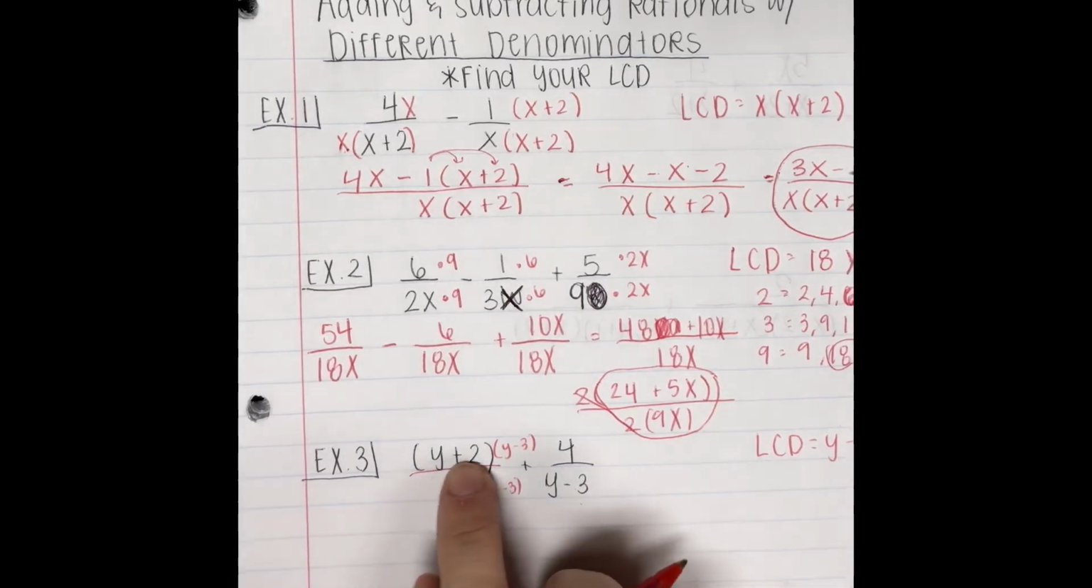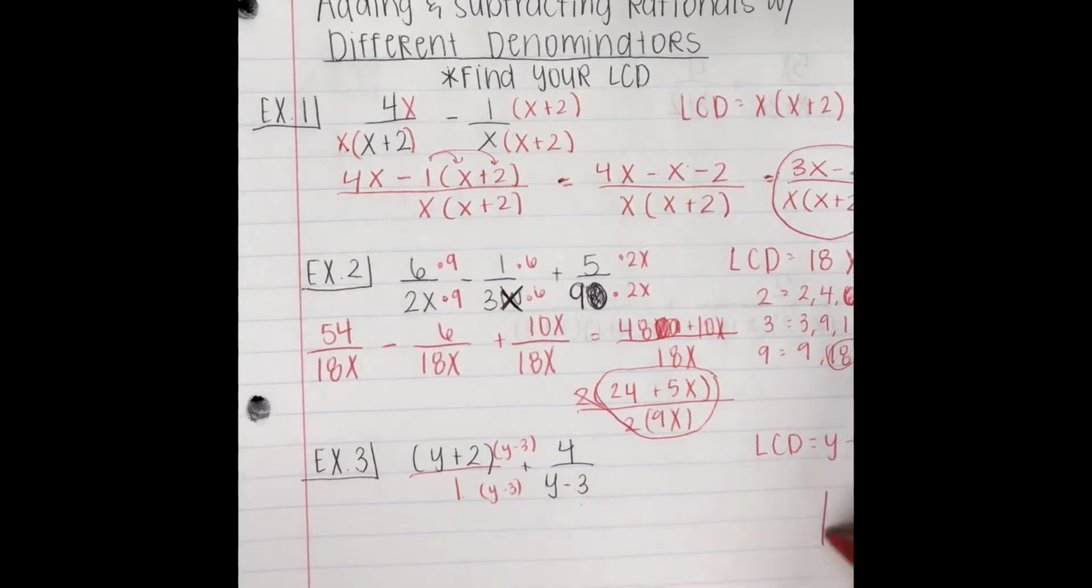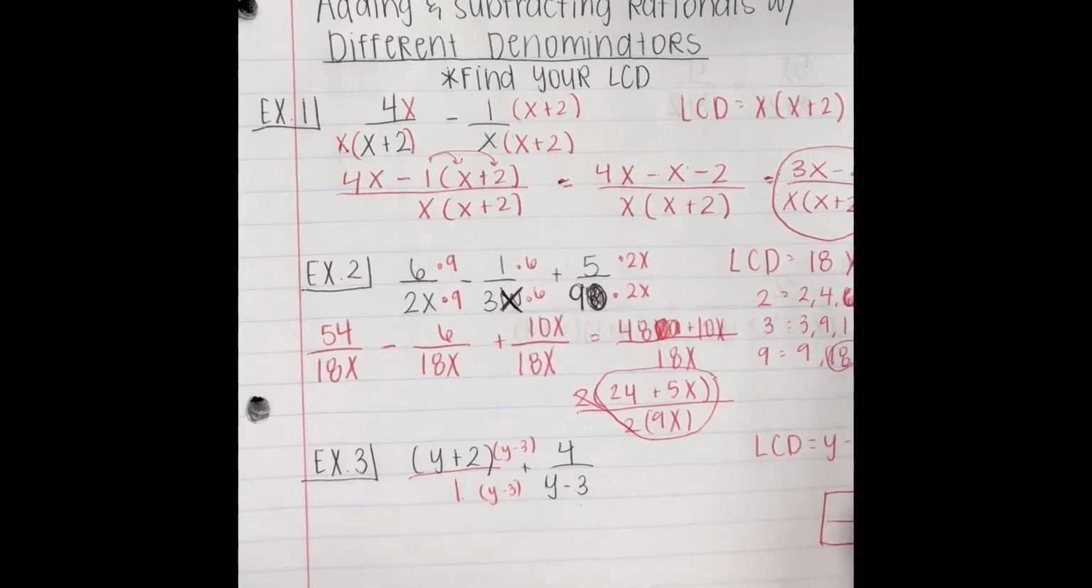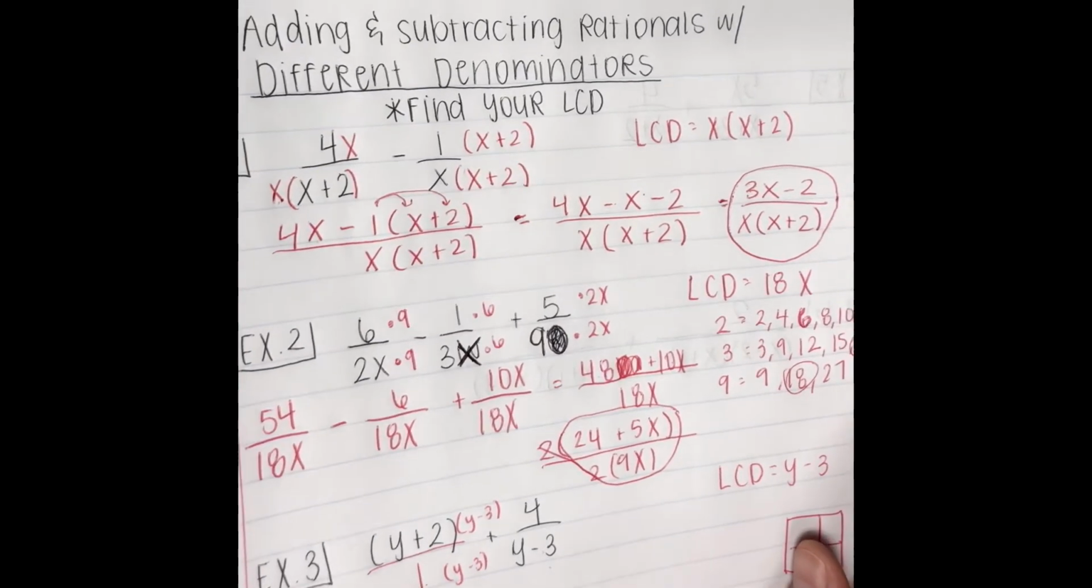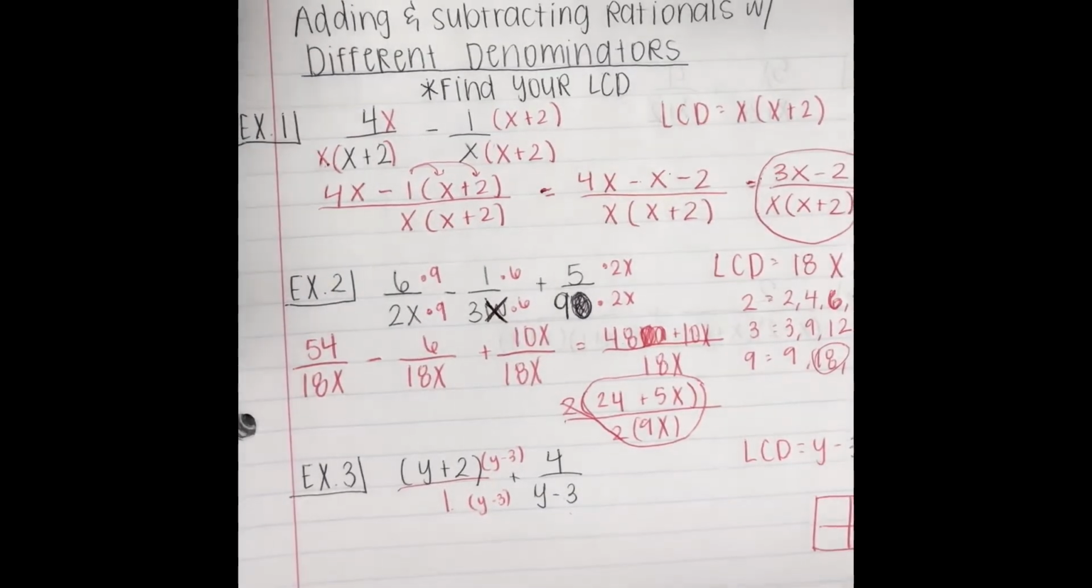So up top we have y plus 2 times y minus 3. So I'm going to do... Oh, and y'all can't see the right side of the thing. Sorry about that.